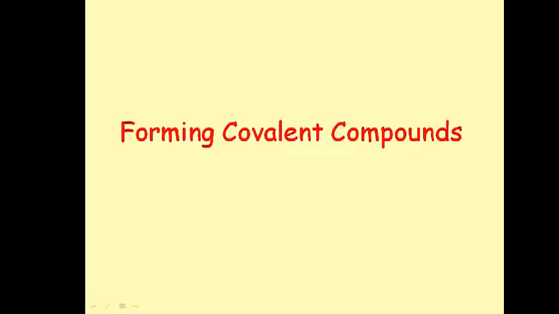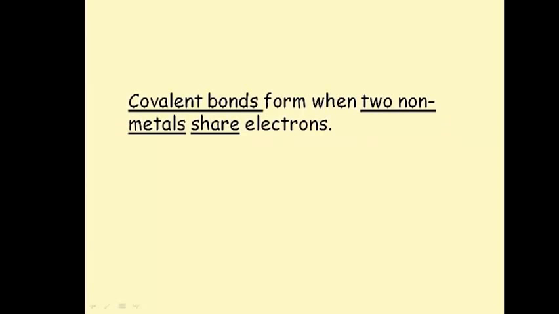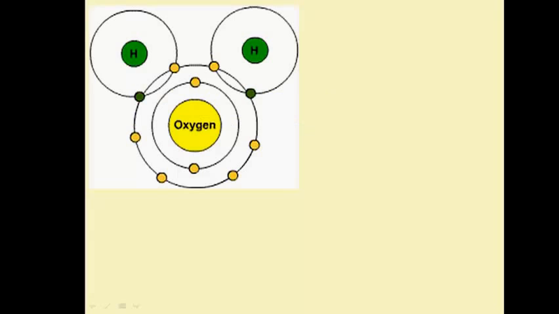Forming covalent compounds. Covalent bonds form when two nonmetals share electrons. This occurs because the electrons are shared between atoms so that each atom thinks it has a full outer shell.